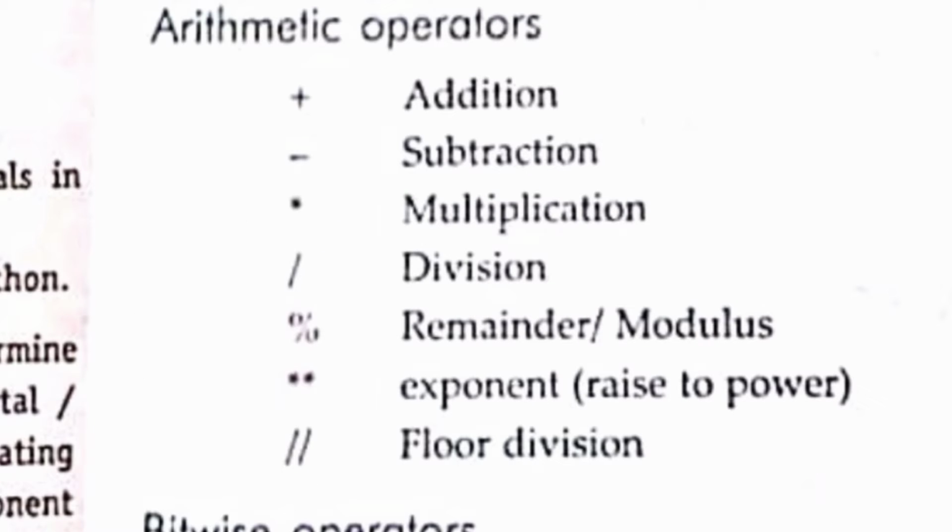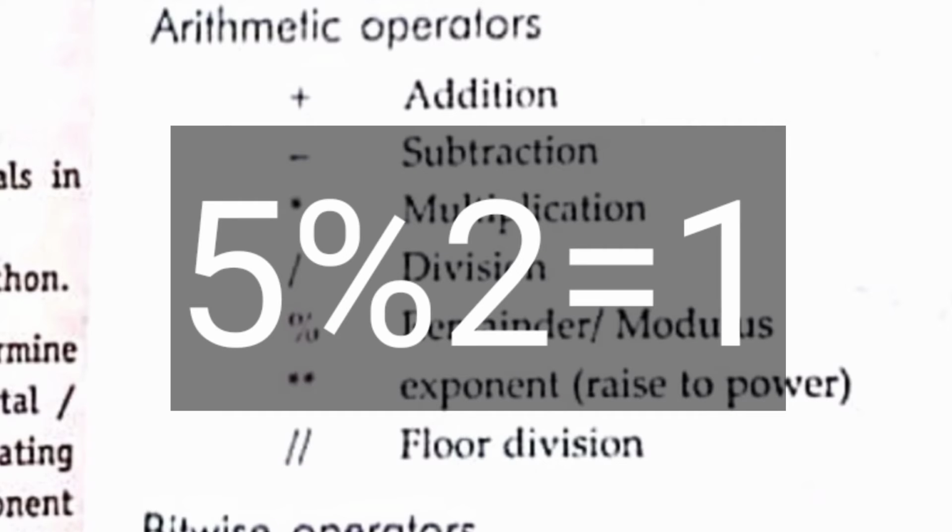First one is arithmetic operators. These are the basic mathematical operators we all know. First one is addition, then subtraction, then multiplication, then division. The next one is modulus. When you divide a number by a number using division, the answer will be the quotient. But when you divide a number by another number using the modulus sign, the answer will be the remainder. For example, 5 modulus 2 is equal to 1. If we divide 5 by 2, the remainder will be 1.